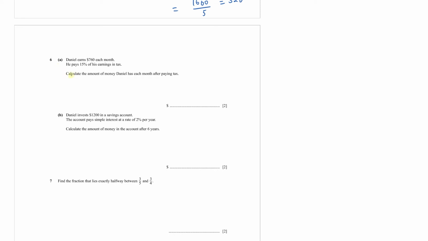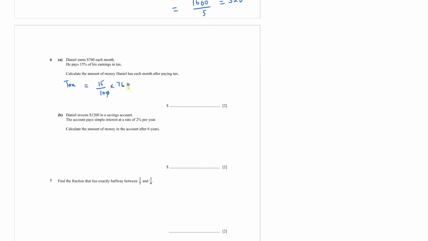Question number 6 is Daniel earns $760 each month. He pays 15% of his earnings in tax. Calculate the amount of money Daniel has each month after paying tax. So first you have to calculate what's the dollar value of tax. So the tax is 15%, that becomes 15 over 100 into 760.